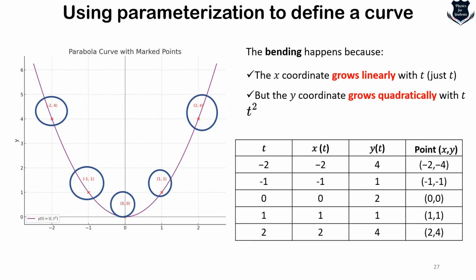Now here you can see the same graph I have pointed out. When t increases from 1 to 2, x increases by just 1. You can see it from the graph and from the table itself. But y increases by 3. So when t increases from 1 to 2, x increases by 1, and y increases by 3. So y grows faster than x. So the curve moves more upward than horizontally, and this is why the curve bends upwards. This is an understanding of why the parabola bends.